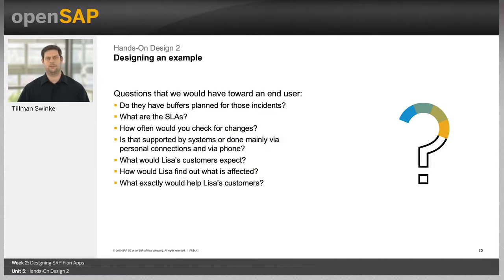So at this point, we usually ask the end user a lot of questions to clarify the circumstances and understand it better. Like if they have a buffer planned in for those kinds of incidents. What are the service level agreements in place with customers? Or what data does Lisa need to find out what products are affected?